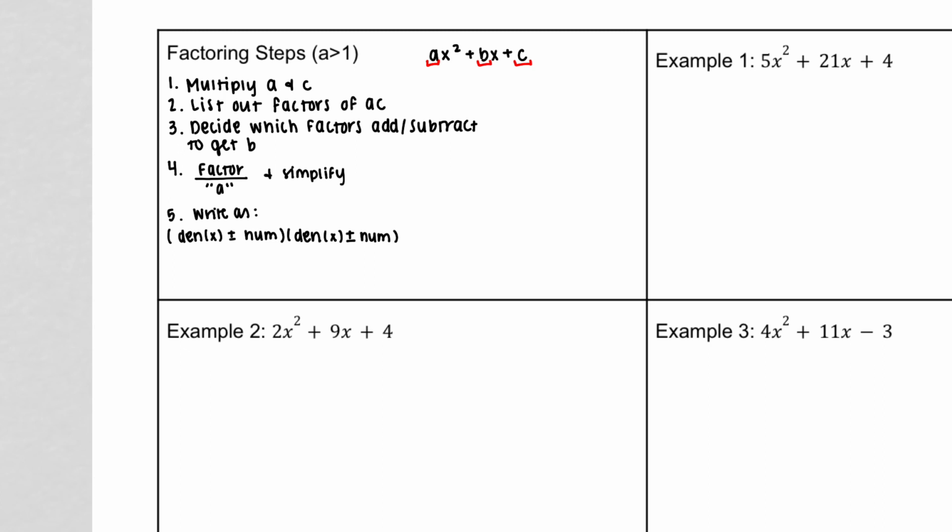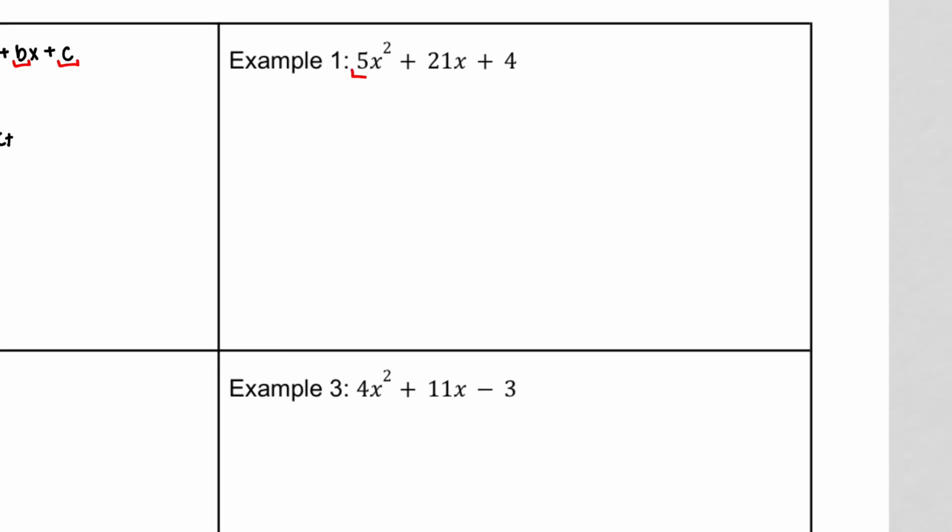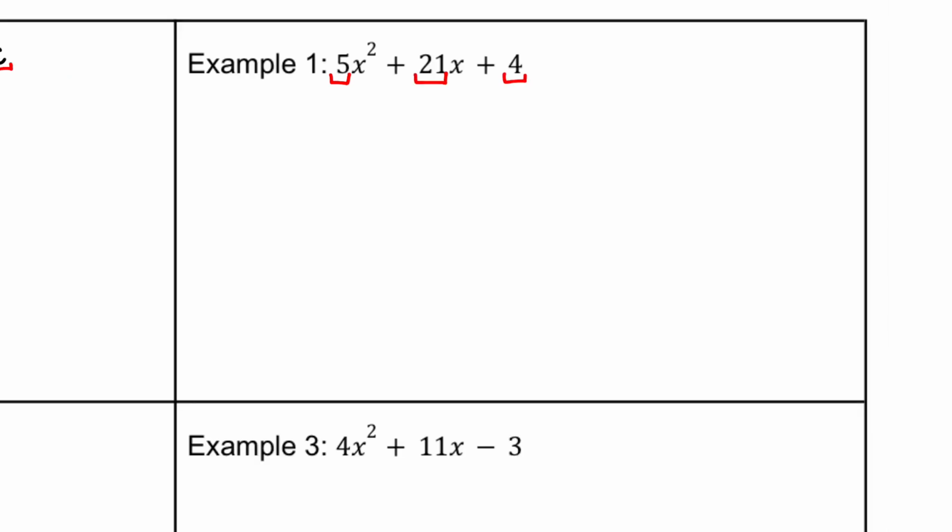These ones are going to give you larger numbers, so you may have to use your calculator to find out all the factors. So when I look at this first problem, I have 5x squared plus 21x plus 4. So I look here and I see that my a is 5, my b is 21, and my c is 4. So I'm still going to follow the same steps. I'm taking my a value of 5 and multiplying it by my c value of 4, and that gives me 20. I'm then going to list out all the factors of 20, 1 and 20, 2 and 10, and 4 and 5.